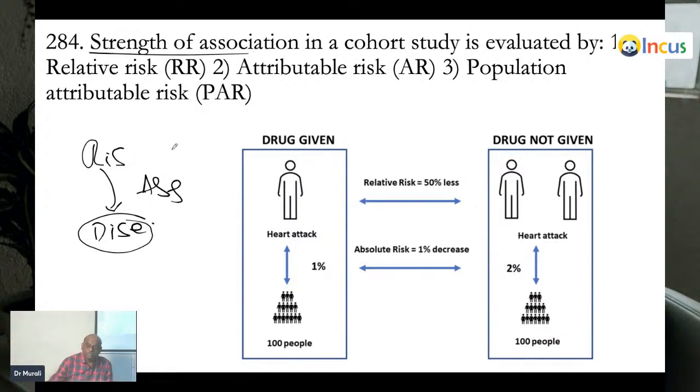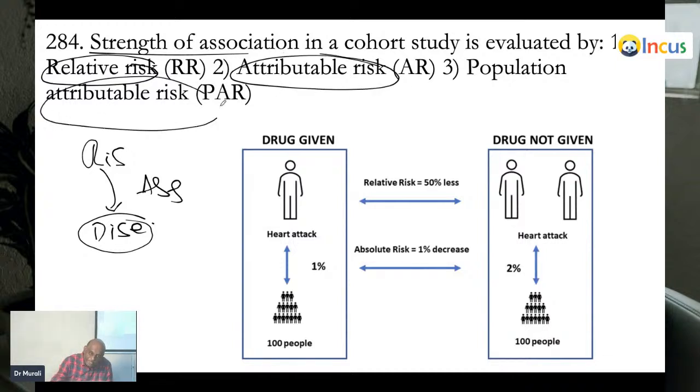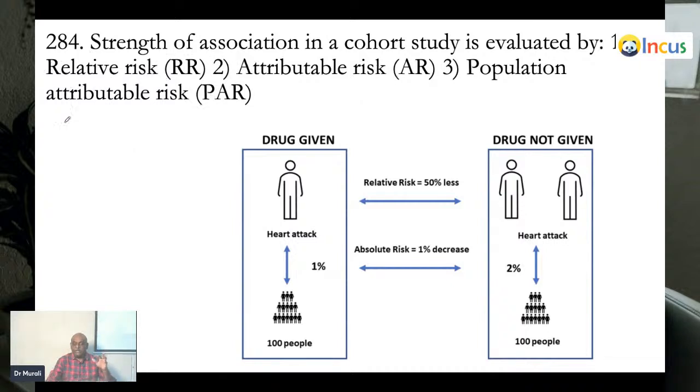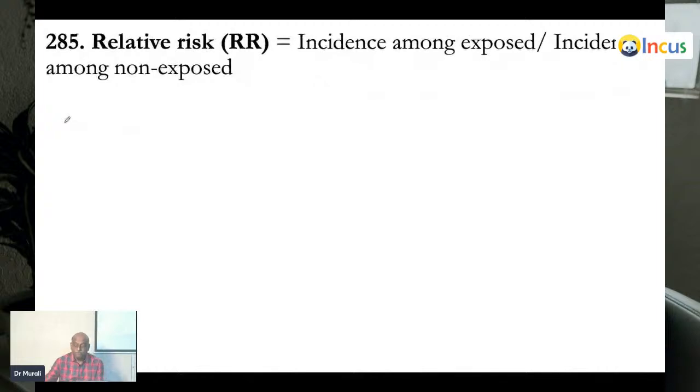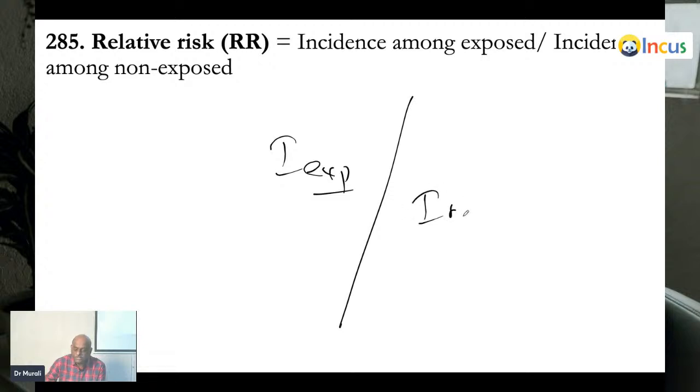For that, we use relative risk, attributable risk, population attributable risk. These are the three words that we need to basically know. So, what is relative risk? Incidence among exposed divided by incidence among non-exposed will give you relative risk.